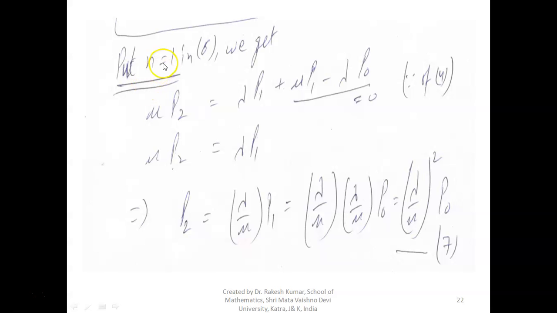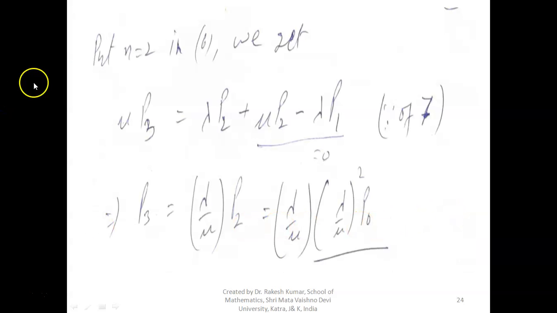Now put n equal to 1 in 6, and we get mu p2 equal to this. Now these two underlined terms are equal to 0 because of equation 4. Therefore mu p2 equals lambda p1, so p2 equals lambda upon mu p1, and p1 we have obtained in terms of p naught. So this becomes lambda upon mu whole square p naught. Equation number 7.